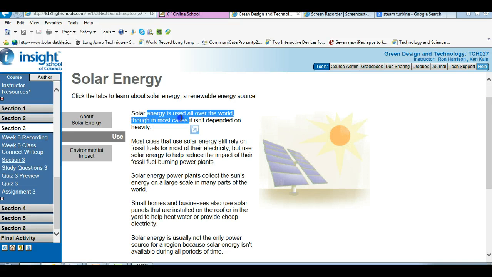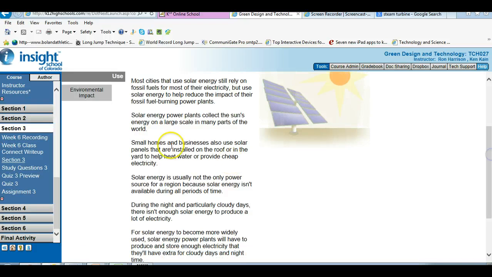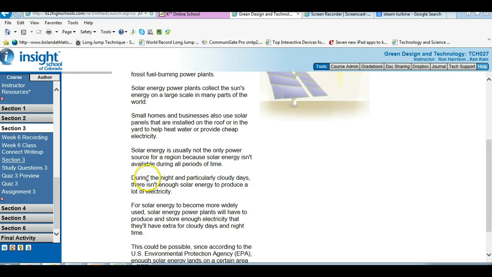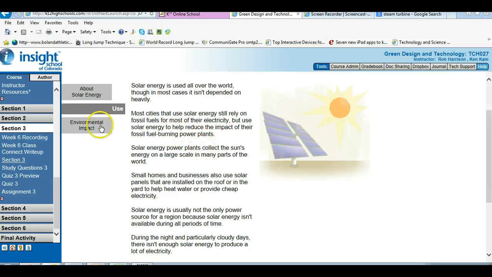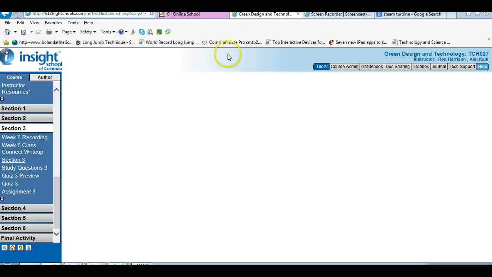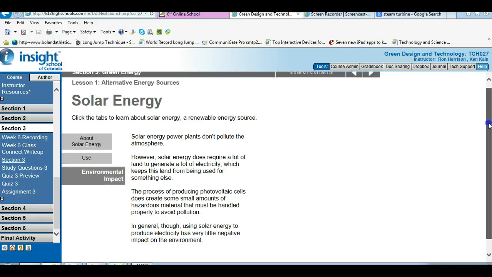Solar energy is used all around the world, but it's not heavily depended upon. Most cities that use solar still rely on electricity from burning fossil fuels to get their energy. Some houses and businesses have solar panels. You might have solar panels at your house. Of course, the bad thing about solar is that at night or on cloudy days there may not be enough sun to produce electricity. So that's why with solar, you have to have a way to store it. Huge batteries are the way that's stored. The other thing about solar is that it can't be done economically everywhere. It's usually in the south or the west where you have lots of sun, right?